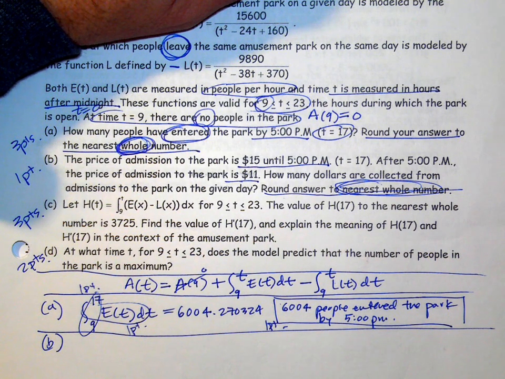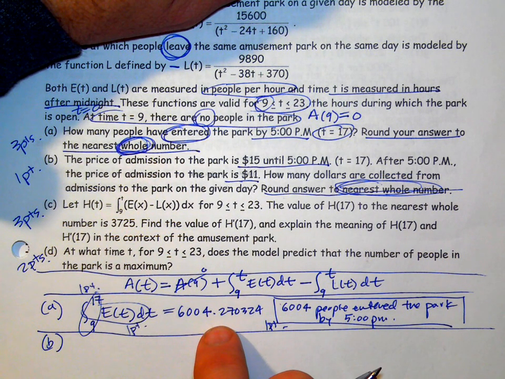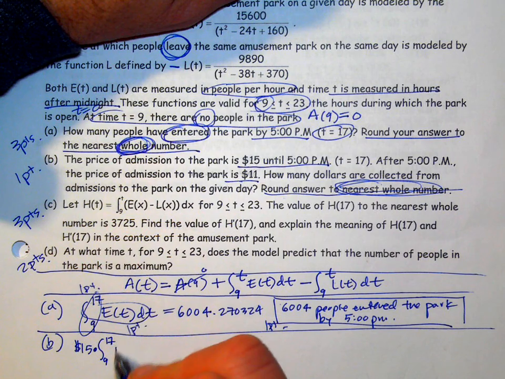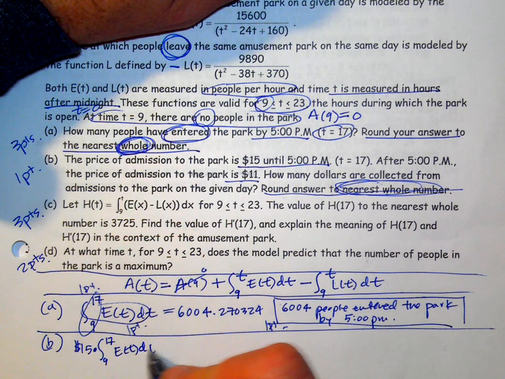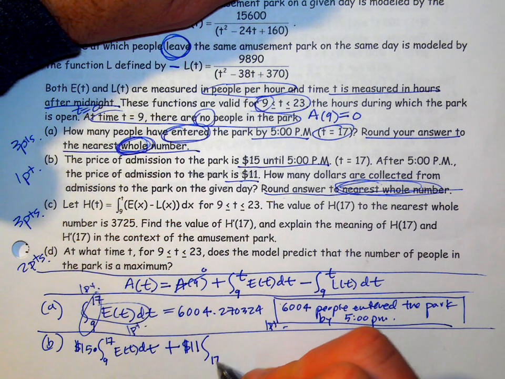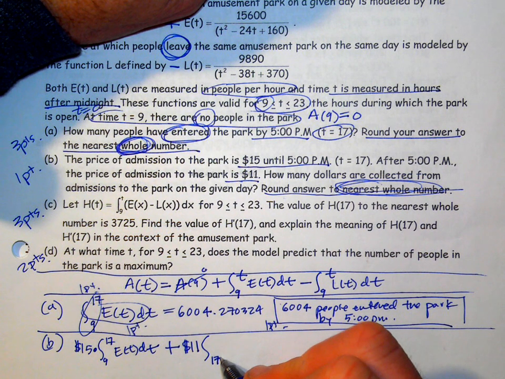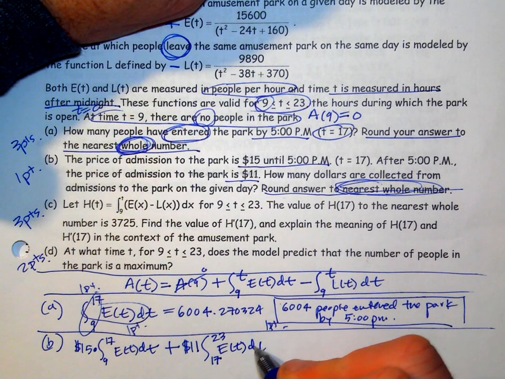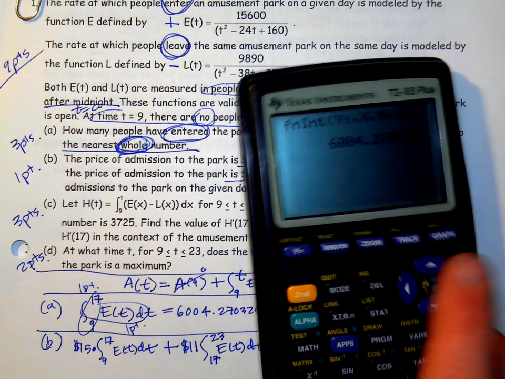So we got it now. This only has to do with people entering, right? So if you integrate the entering rate, that gives you how many people entered. So we could say, all right, well, from up until 5 p.m., we charge $15. So we can multiply that by 15, and then $11 for 17 until now. We got to make sense. When does the park close? 23. And that's the entering rate also. So this is the setup. So we could do this all on your calculator at once.